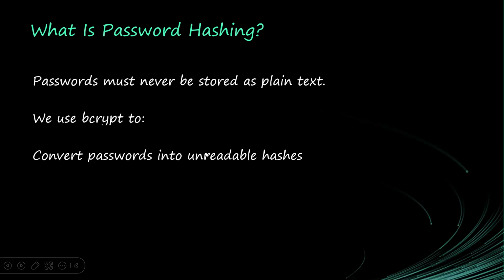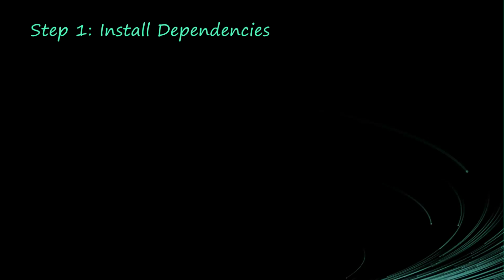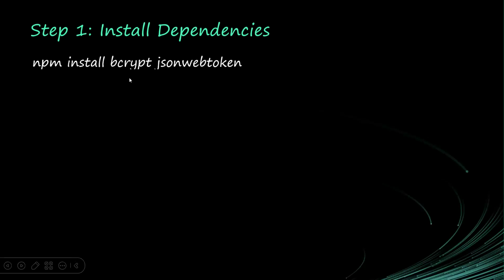So it converts passwords into unreadable hashes. So when we use bcrypt to hash this password, you cannot read it as a human. So it prevents database leaks from exposing real passwords. So imagine we are storing the password in plain text, it will be easy for people to hack. So now let's get into it. The first thing we are going to do is to install bcrypt and JSON Web Token.